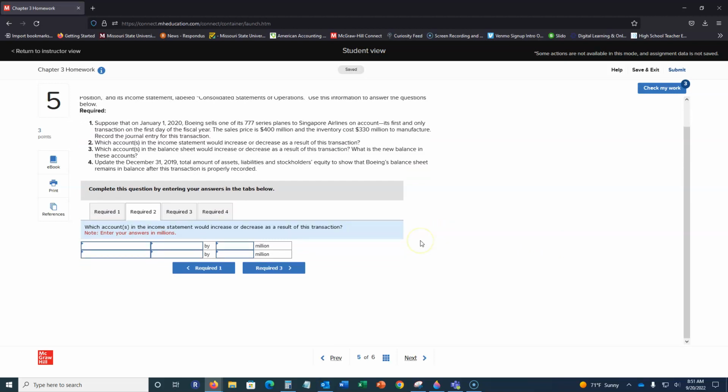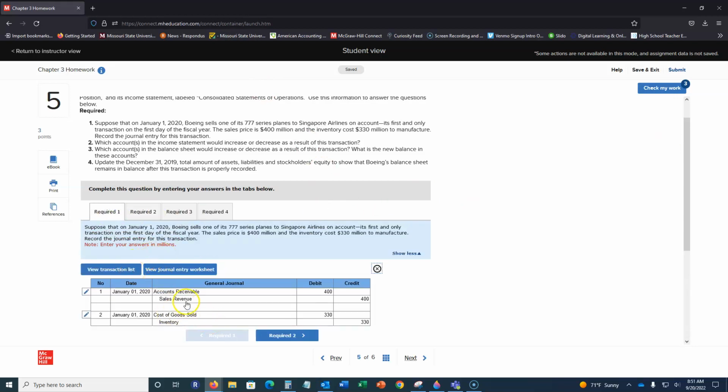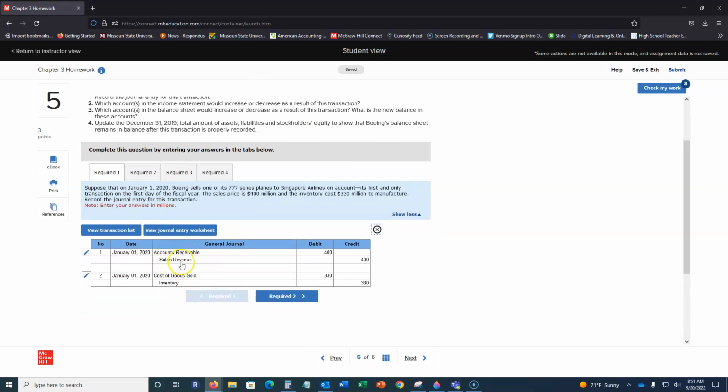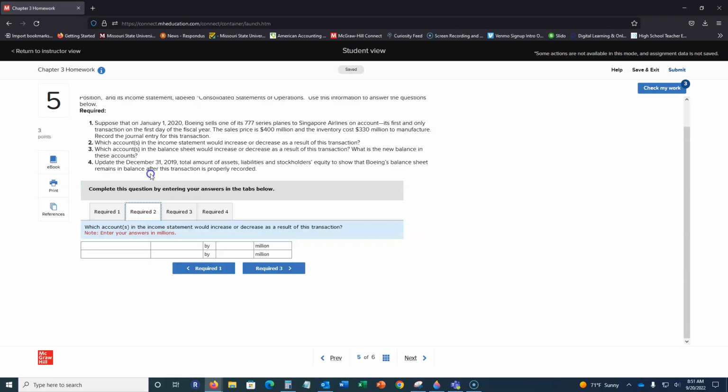What they're asking us here is which accounts on the income statement, and this is a big clue. What's on our income statement? Revenues and expenses. That's how we find income, is revenue minus expenses, so that's what goes on the income statement. So what revenue and expense accounts did we hit? Well, we hit sales revenue, pretty obvious, says revenue right in the title, and we hit cost of goods sold. Those were our revenue and expense accounts.